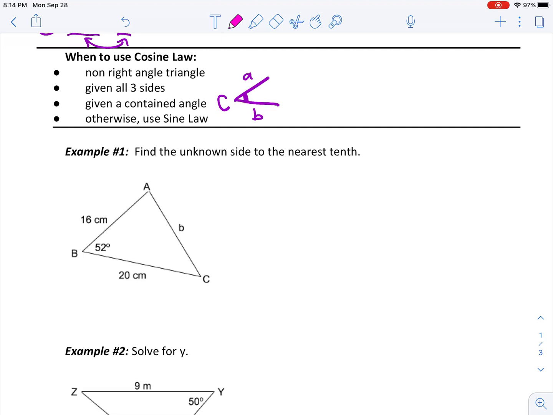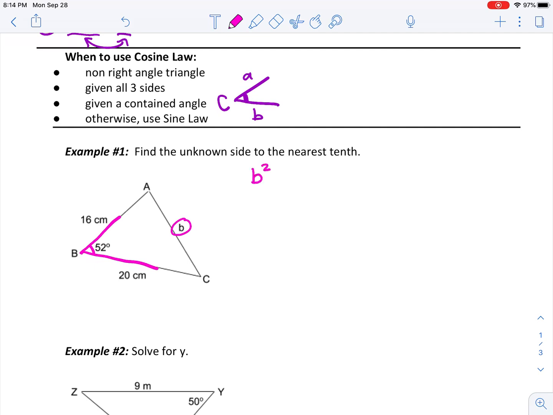Find the unknown side to the nearest tenth. So here's a triangle. I only know 2 sides. I don't know all 3 sides, but I do have a contained angle here. So I know this side, I know this side, and I know the angle in between. Contained angle, I'm going to use the cosine law. And it's asking me to find side B.